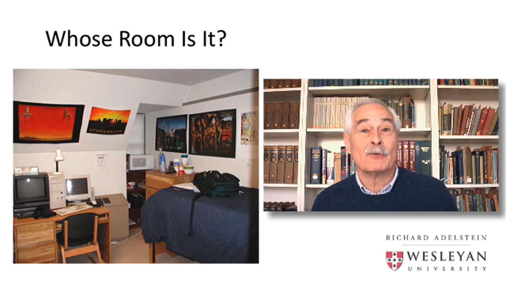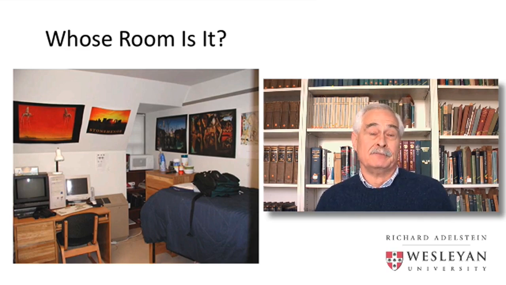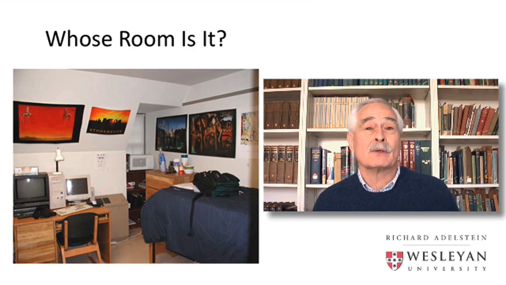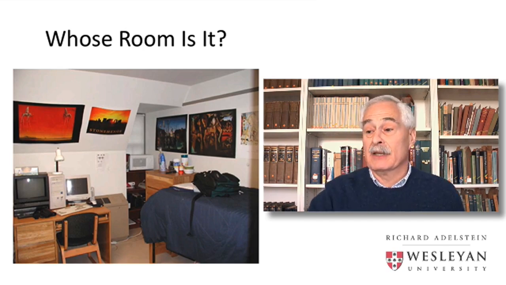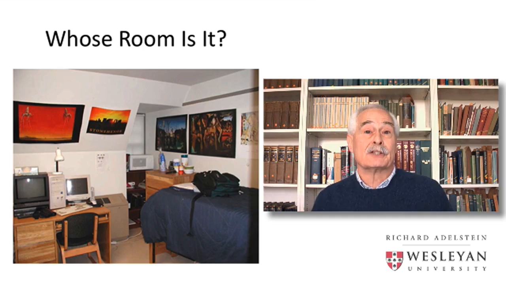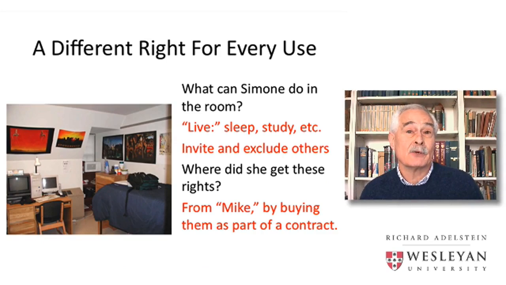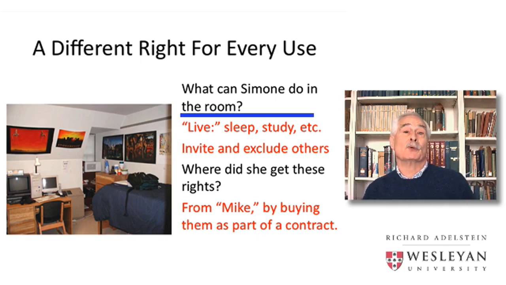So the question before the floor is the question at the top of the slide: whose room is it? If we were to ask Simone whose room it was, she'd almost certainly give us the answer that it's her room. But as we've seen, under the new view of property, the answer might be somewhat more complex than that. The real question to ask, in terms of whose room it is, is to ask what different people could actually use the room for. So the first question is, what can Simone do in the room?